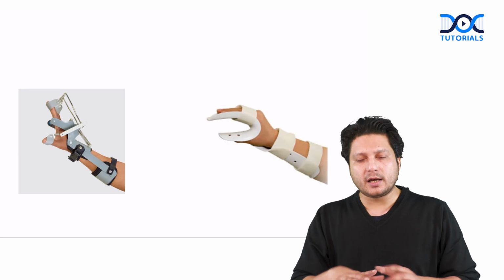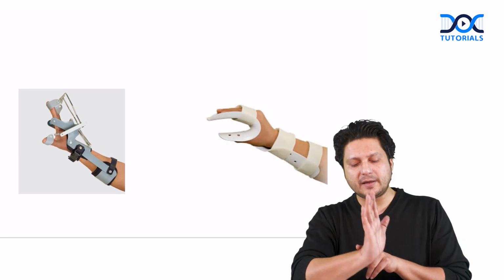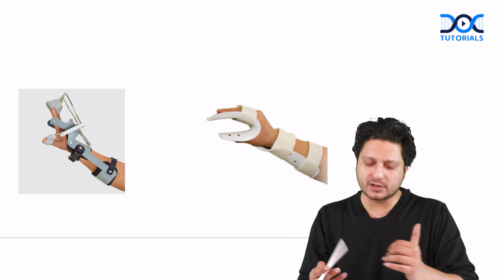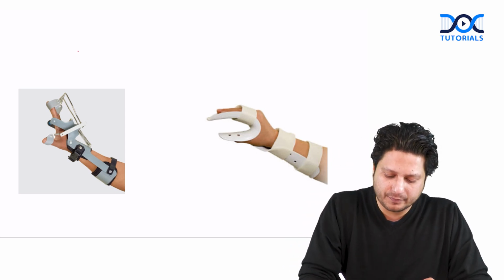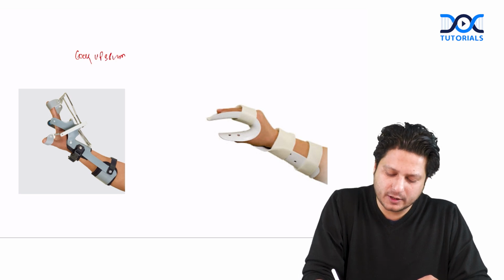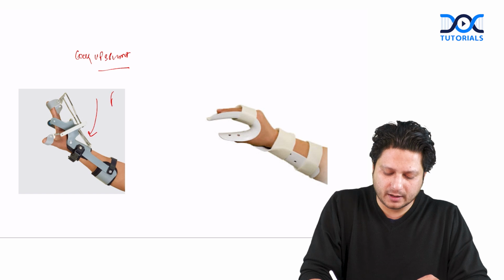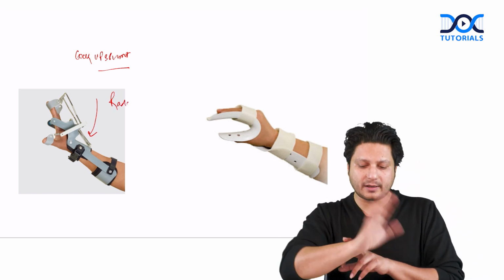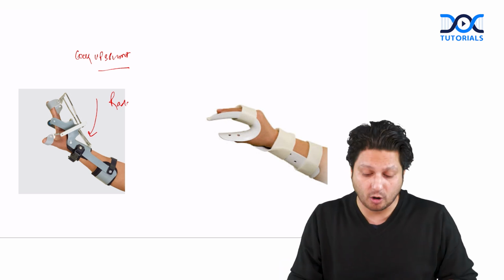All right. Next, if you look at this splint, it is keeping the wrist in extension. So any splint which is holding the wrist in extension is known by the name of cock-up splint, and the indication of this cock-up splint, you are already aware, is for the radial nerve injury. All right, holding the wrist in extension is done by a cock-up splint.